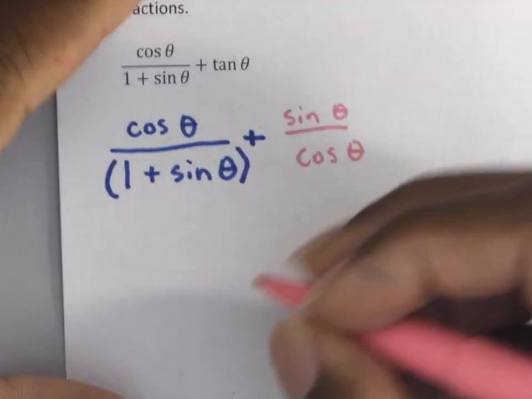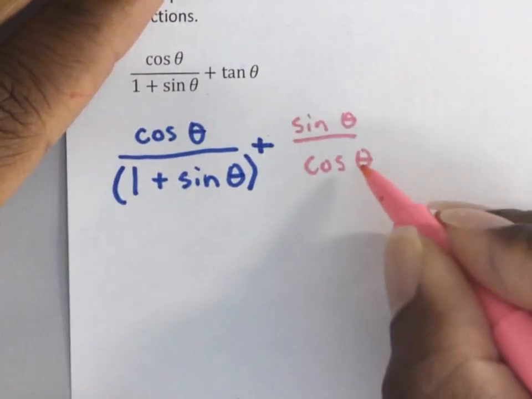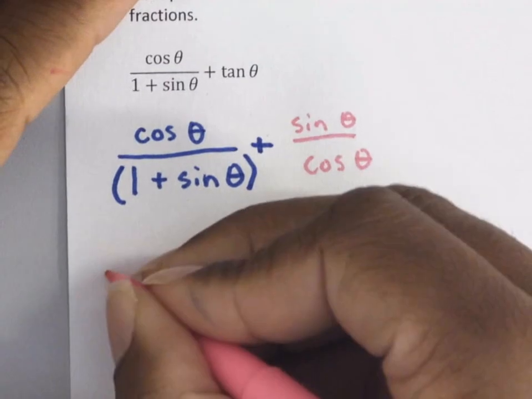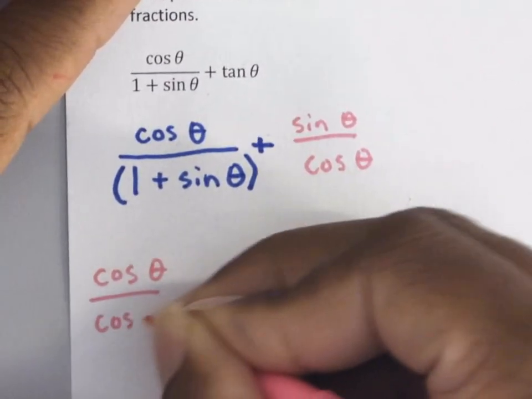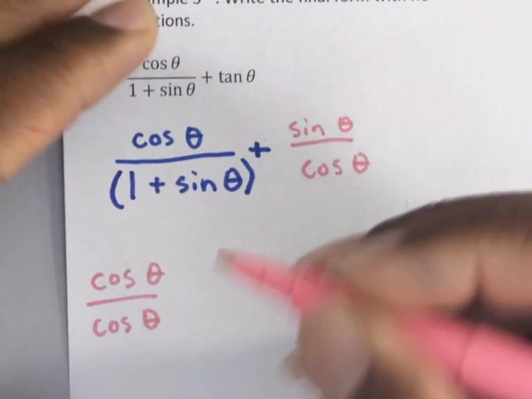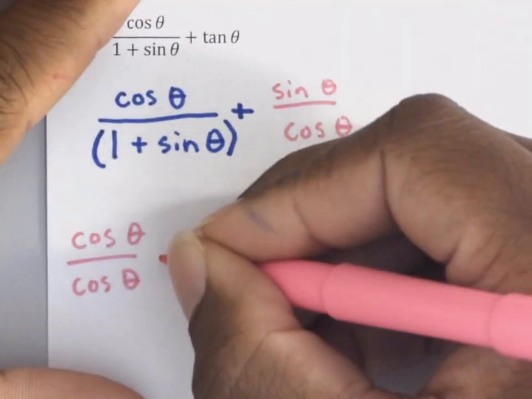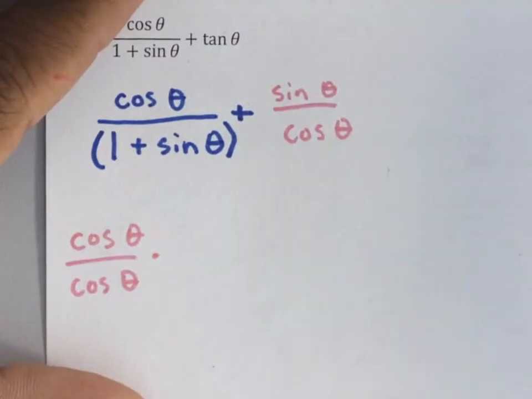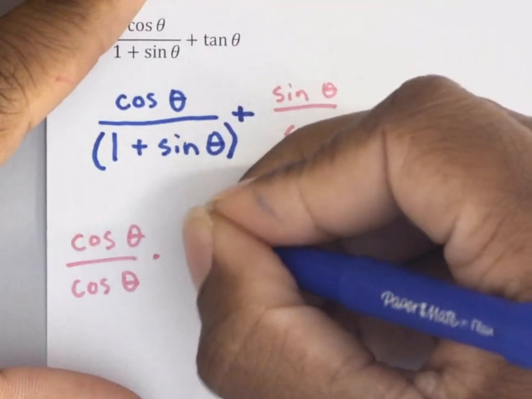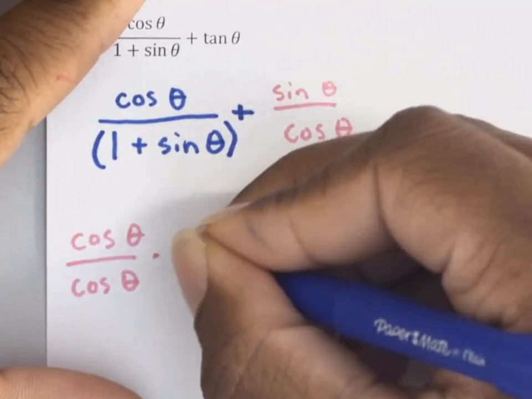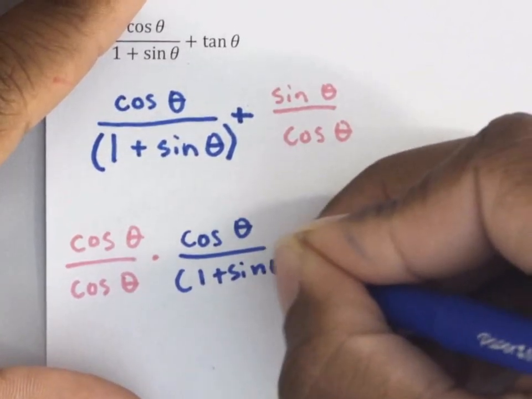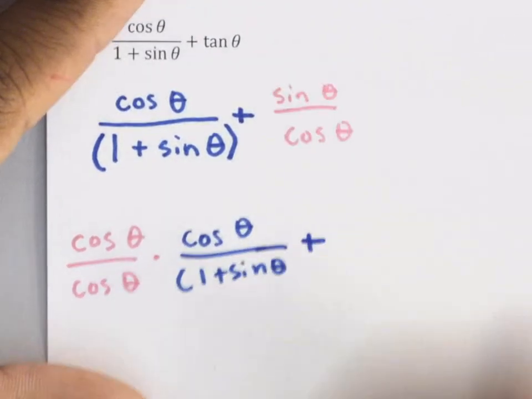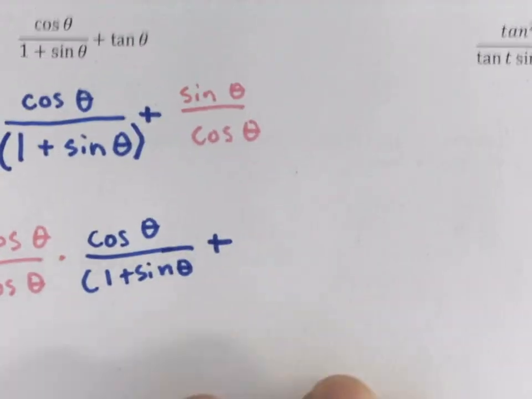So this first side, I'm going to multiply by this denominator, cosine theta. Whatever I do to the top, I have to do to the bottom, so I don't change the value. I'm going to multiply that by what was already there: cosine theta, 1 plus sine theta.